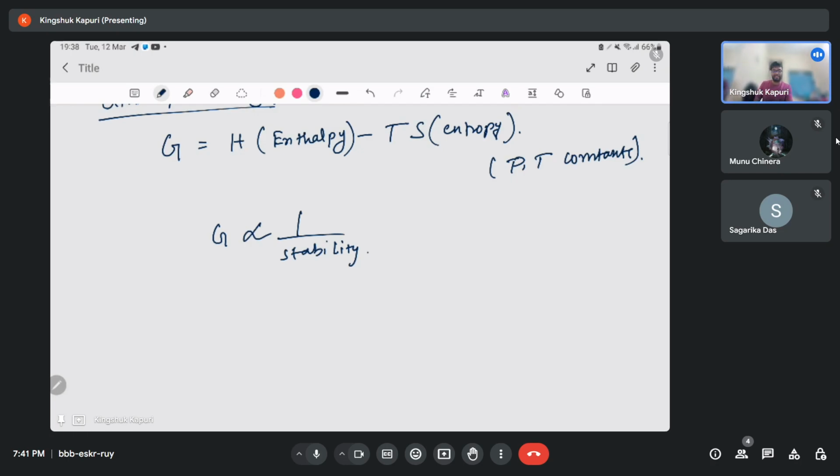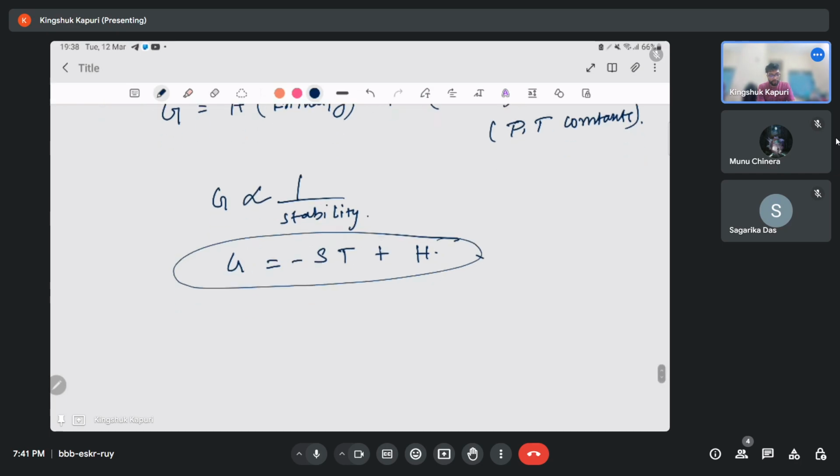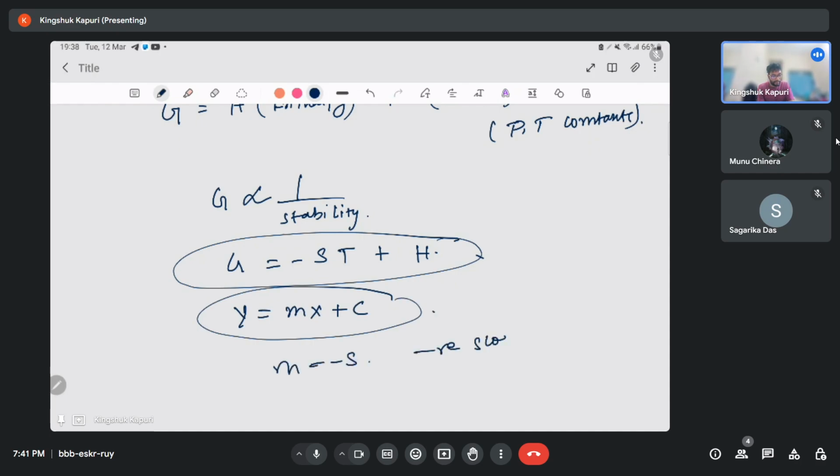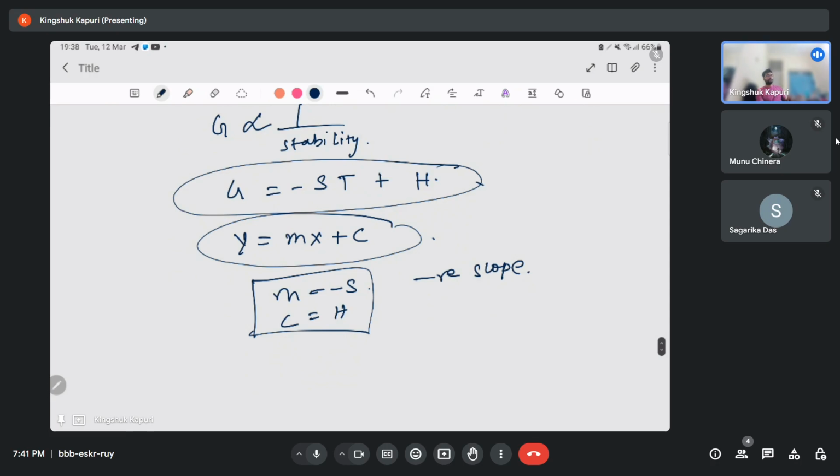So if G decreases, the stability of the substance increases. Every substance likes to stay in the lowest energy condition. So we can write G equals minus ST plus H. This equation follows the equation of a straight line, y equals mx plus c, where m equals minus S, a negative slope, and c equals H. Although it is a straight line equation, it is represented by a negative slope. It implies that Gibbs free energy is inversely proportional to stability.